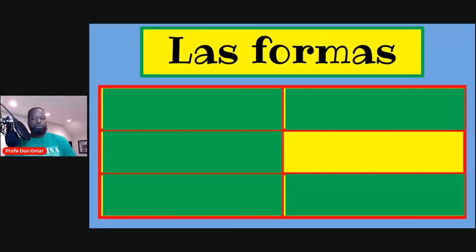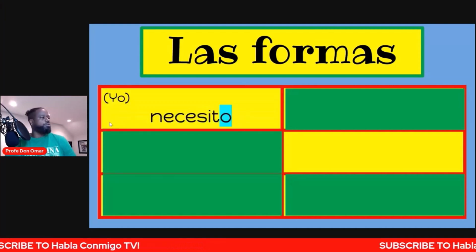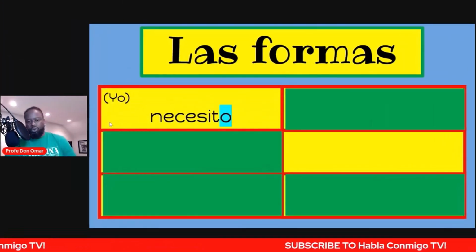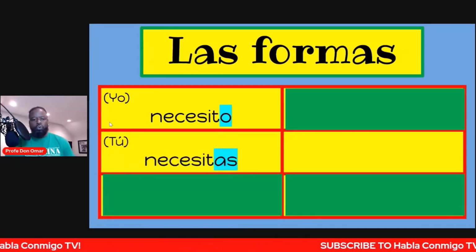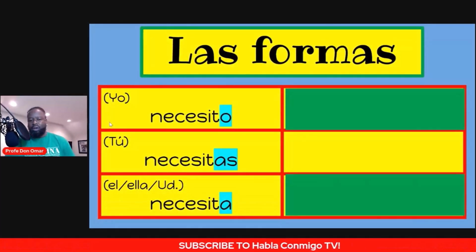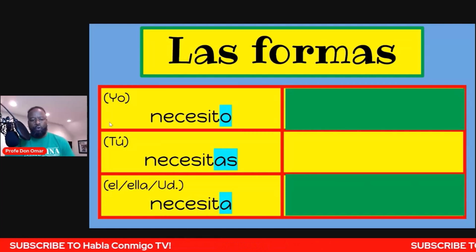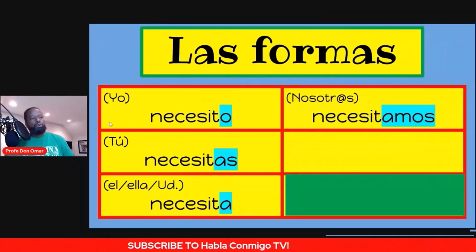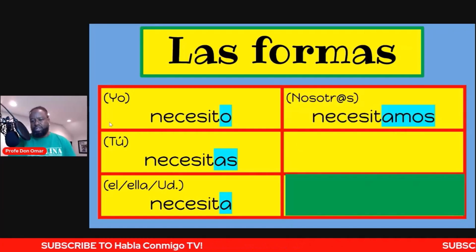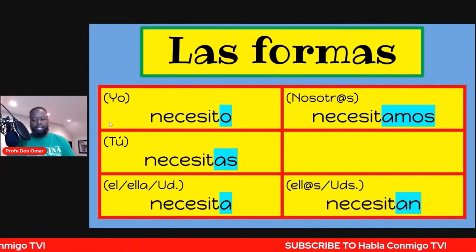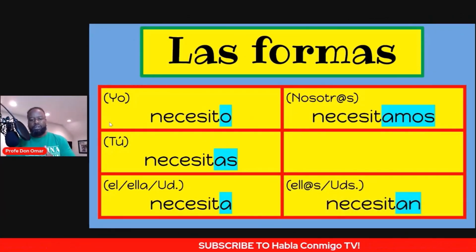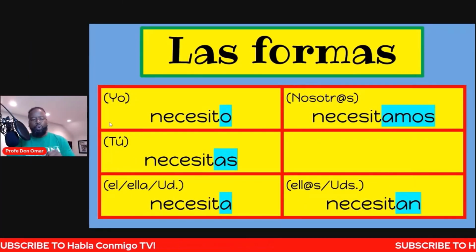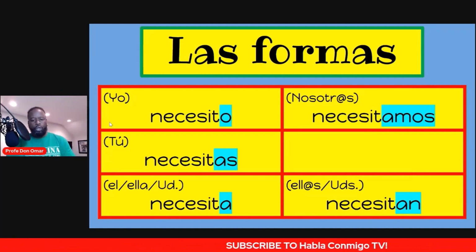Right, la primera persona, aquí tenemos yo necesito. Tú necesitas, you need. Él o ella o usted necesita. He, she, or you formal need. Y aquí tenemos nosotros o nosotras necesitamos. La última forma, ellos, ellas, ustedes necesitan. They, ellos, ellas, they need, or ustedes necesitan. You all or y'all need.